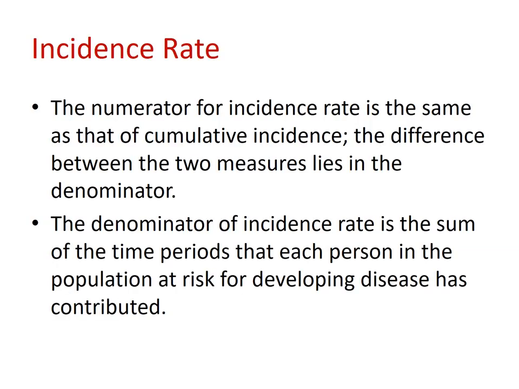If you look at this slide, you will see that the numerator of the incidence rate is the same as cumulative incidence, the number of new cases. However, the difference is in the denominator. While in cumulative incidence we have the whole population at risk, for incidence rate we only have the total person time for each individual.